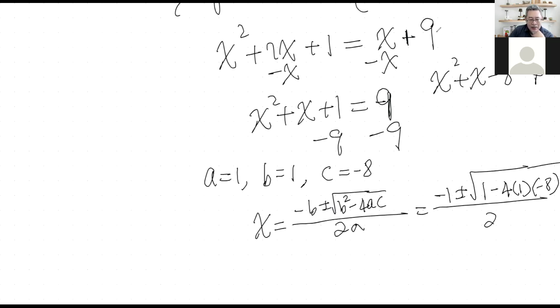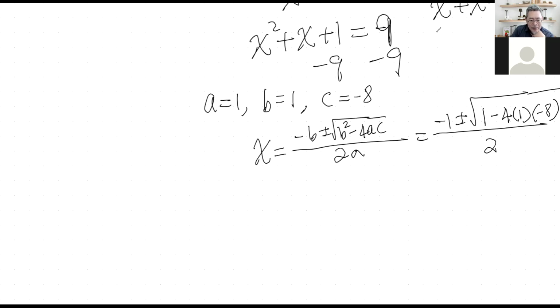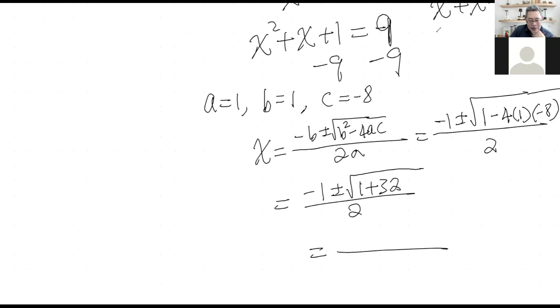So now we got negative 1 plus or minus the square root of 1 plus 32, over 2. So we got minus 1 plus or minus the square root of 33, over 2. And that's our answer. Good?